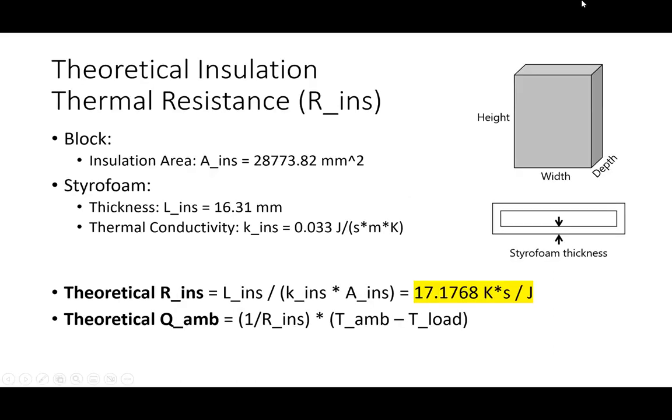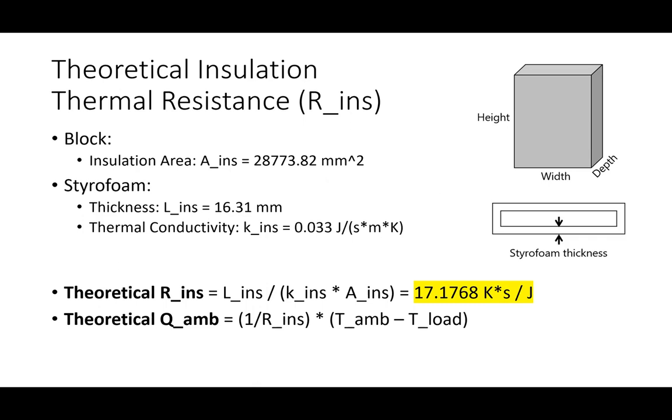In order to do this, we first calculated the theoretical insulation thermal resistance. This depended on measurements of both the block and the styrofoam insulation. Values of insulation area, thickness, and thermal conductivity were used to calculate a theoretical R insulation of 17.1768 Kelvin seconds per joule, using the formula pictured here.